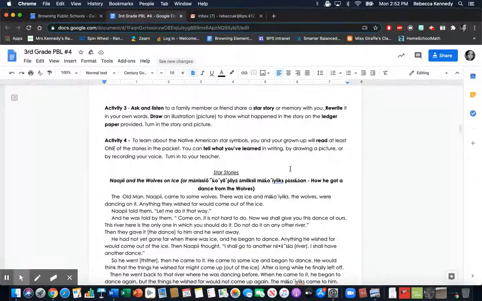For activity 3, ask and listen to a family member or friend share a star story or memory with you. Rewrite it in your own words. So as they tell you the story, rewrite what they say in your own words on a separate piece of paper. Then draw an illustration or picture to show what happened in the story on the paper provided. If you did not get ledger paper in your packet, just use a regular piece of paper. Turn in the story and the picture.